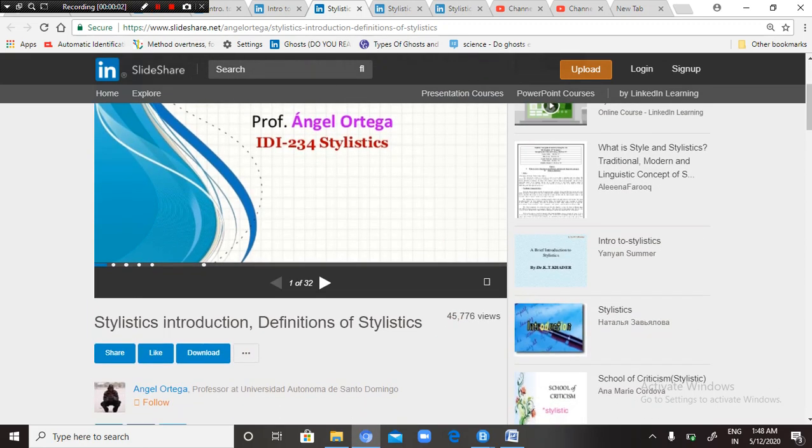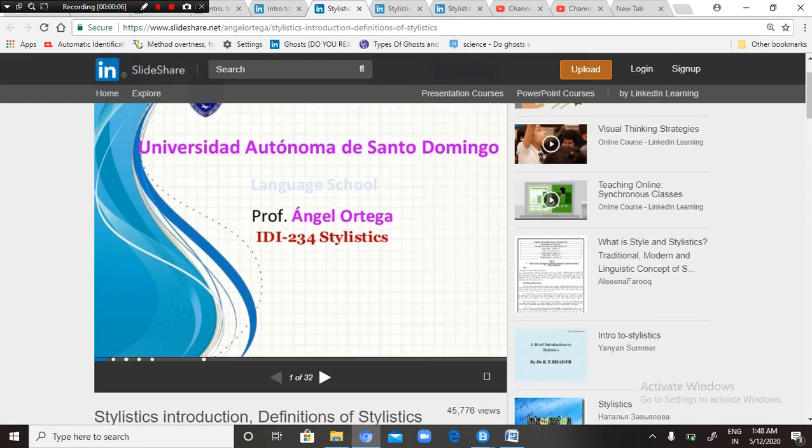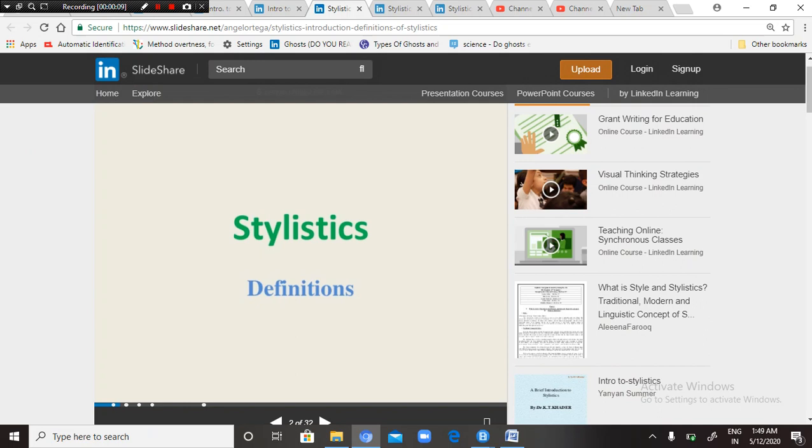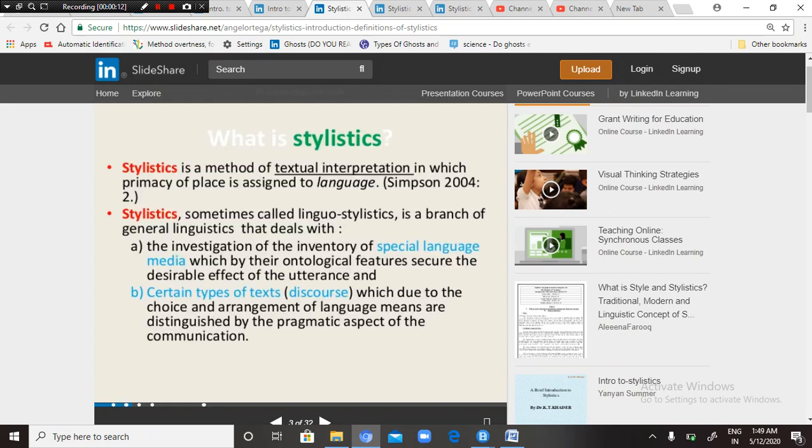Today we discuss the stylistic introduction and the definition of stylistics. Stylistics is a method of textual interpretation in which primacy of place is assigned to the language.